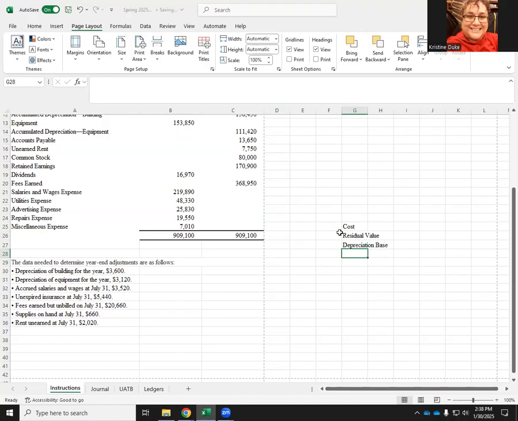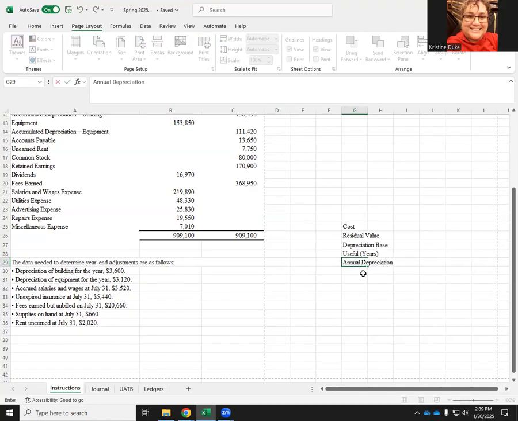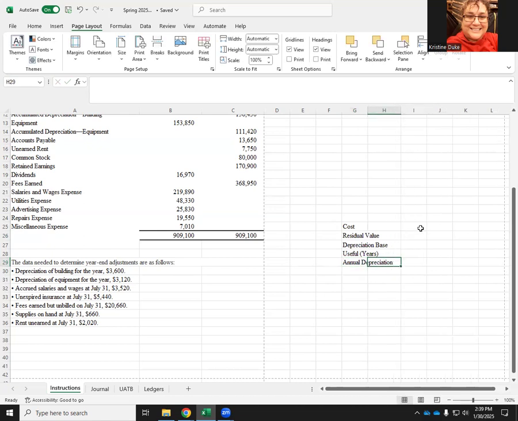Then we're going to need to figure out the useful life. So I'm going to put the useful life, and in parentheses I'm going to put years. Okay, got my useful life. That's pretty much all I need for right now. And so what's going to be my annual depreciation? I don't know what's going on with this. They didn't give us this information, but I'm going to try to figure it out myself.